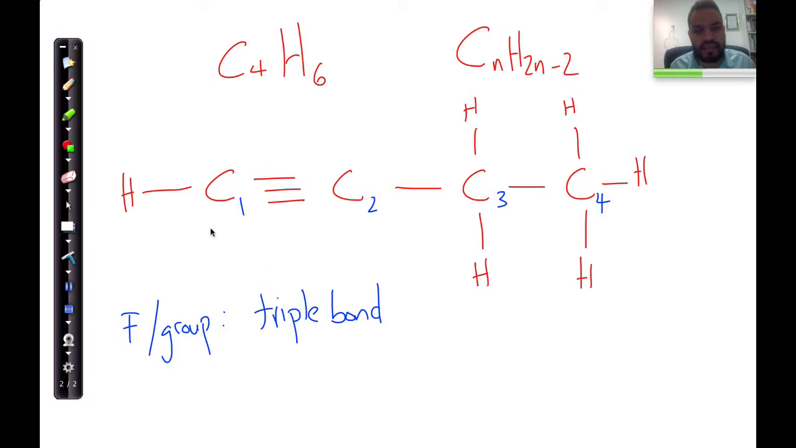The homologous series to which this belongs, we've studied this. The homologous series is the name of the group that contains the same functional group, and that is going to be called the alkynes. 1, 2, 3, 4.